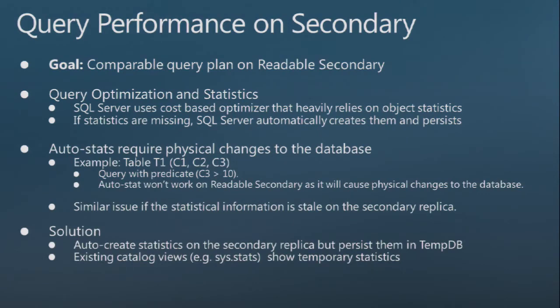Now, when you look at the catalog view sys.stats, and I have a demo to show you that, it will say that this stat was temporary and this stat is not temporary. And you can look at those stats that got created on the secondary and stored in the TempDB. So that's how we are guaranteeing the query plan that the optimizer will generate on the secondary replica will be comparable to the plan it generates on the primary node.